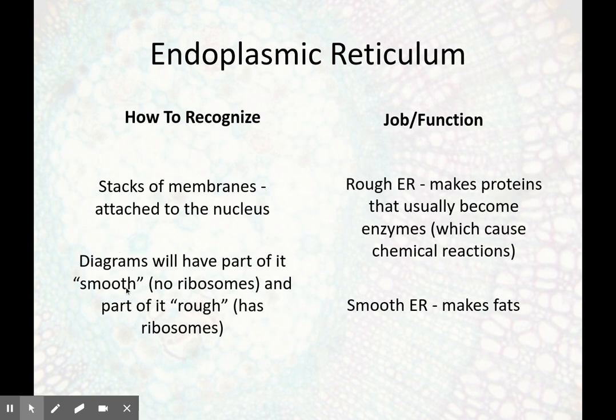Diagrams will have part of it as smooth. They're not going to be covered in ribosomes. And part of it is going to be the rough ER, and it has ribosomes on it. The rough ER has the job of making proteins that become enzymes, and enzymes cause chemical reactions. So inside a cell, you need a lot of chemical reactions to take place. It's enzymes, which are a type of protein, that do that, and it's the rough ER that makes those. The smooth ER is going to make fats, cholesterols, other lipids.